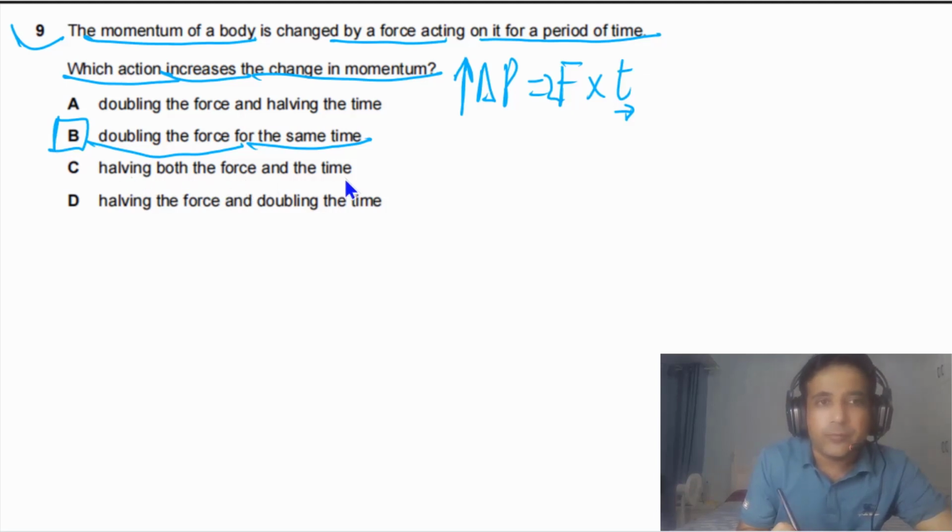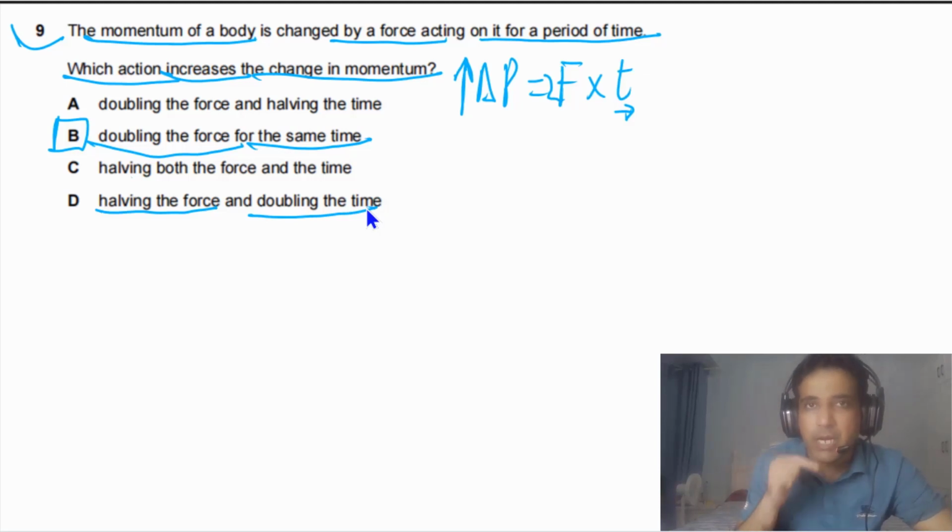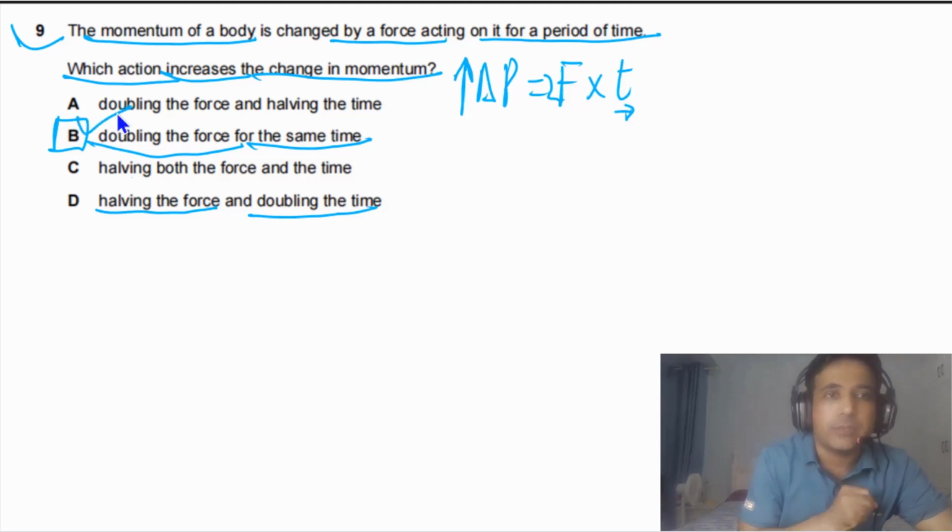Halving both the force and the time, this will decrease the change in momentum. Halving the force and doubling the time, in this case momentum will not change, because we double one and the other one becomes half, so there will be no change. So the answer for this question is B.